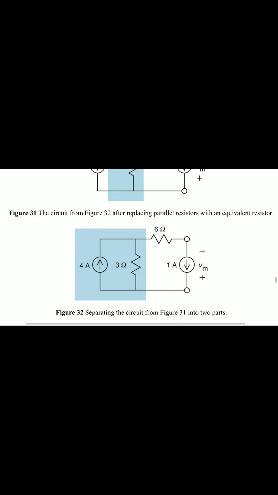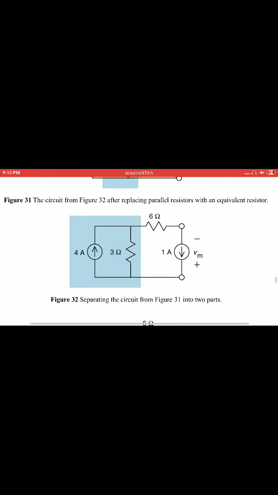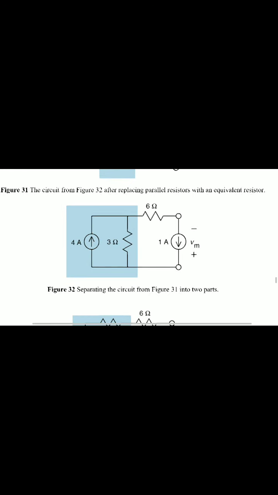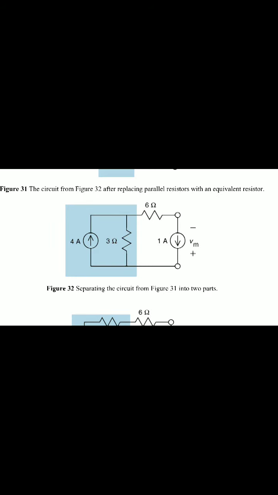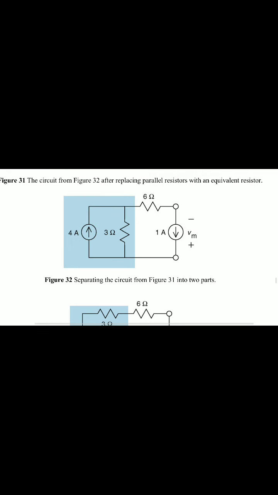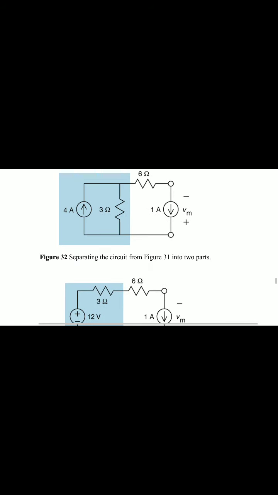Here figure 32 separating the circuit from figure 31 into two parts. Here the current source is converted into a voltage source. So 4 amps and 3 ohms, those are in parallel, so convert into a voltage source. Here 4 into 3 and in series with 3. 4 into 3 is 12 volts.